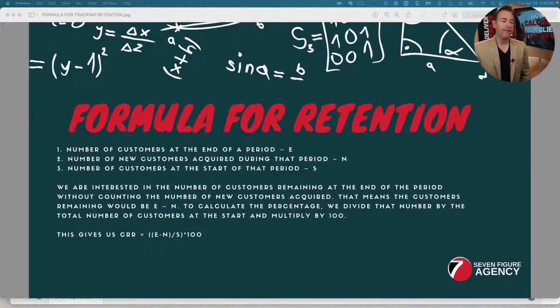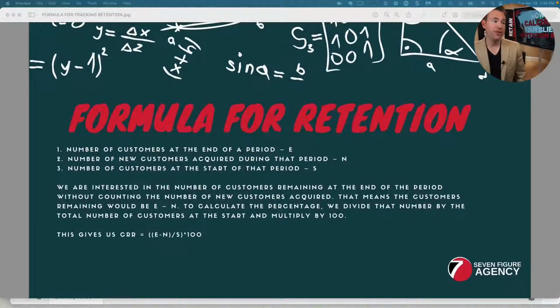So that means we've got to divide the remaining, would be the number that we started with minus the new, to calculate our retention percentage, which gives us the formula CRR, client retention rate, is (E minus N) divided by S times 100. So that's the formula. It's a little bit complex.